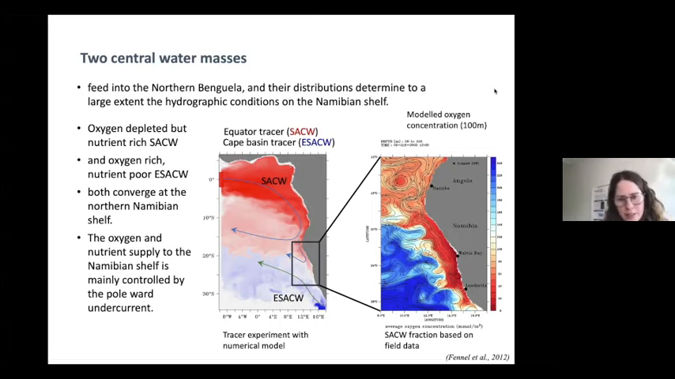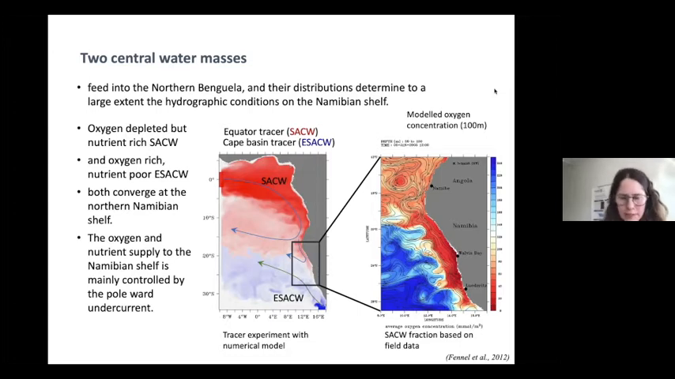It originated on the equatorial. It's a quite old water mass that has a very long residence time, trapped in the Angola Gyre, and the oxygen gets depleted in that time. Contrary to it, we have the East-South Atlantic Central Water flowing upwards, depicted in blue. And this is a relatively young water mass that is oxygen-rich, but relatively poor in nutrients.